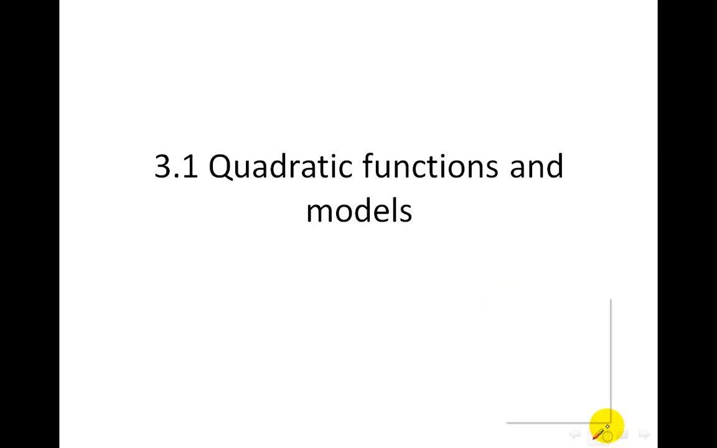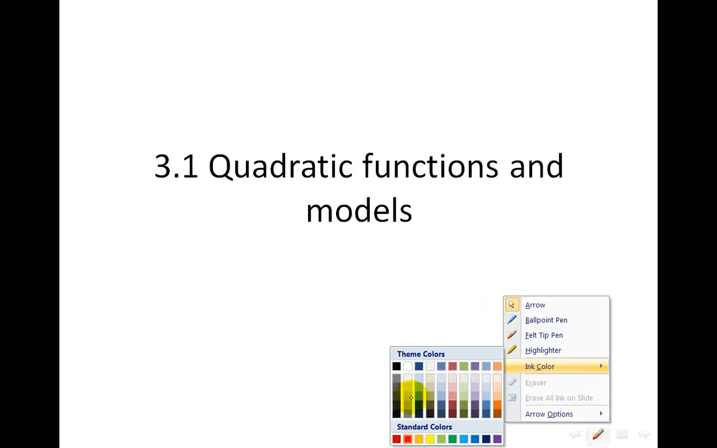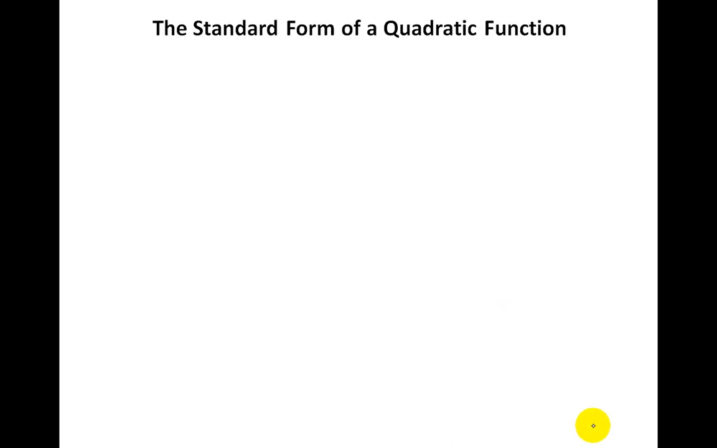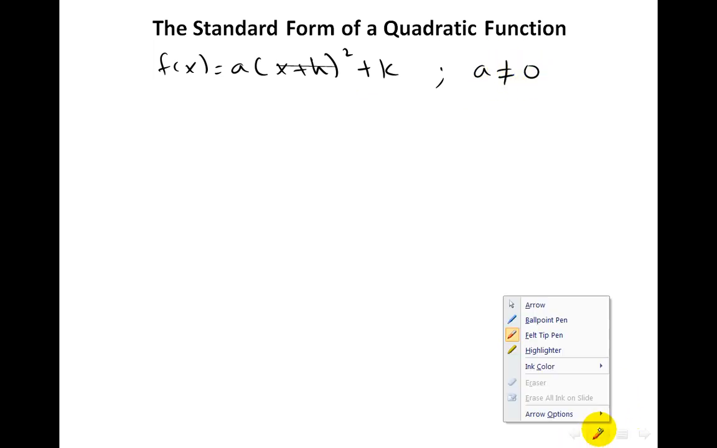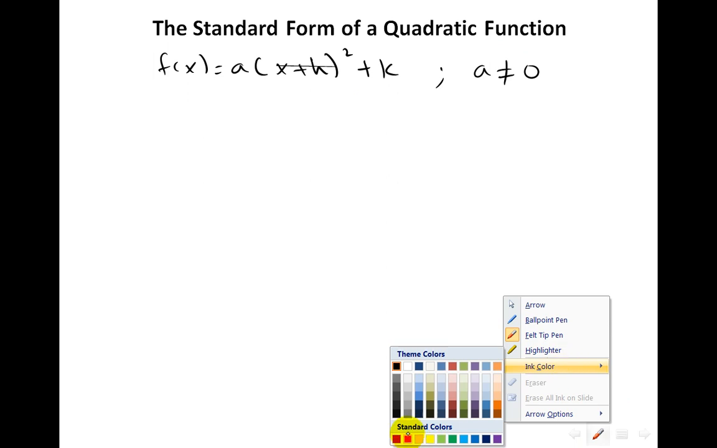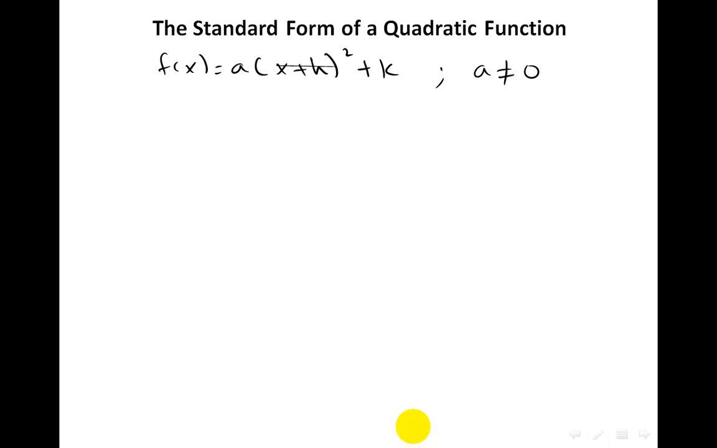Hello, we will be having more examples on quadratic functions, and in these videos we'll see how to sketch quadratic functions. First, let's see the standard form of a quadratic function. It's supposed to be like f of x equals a into x plus h the whole squared plus k, where a is different from 0.